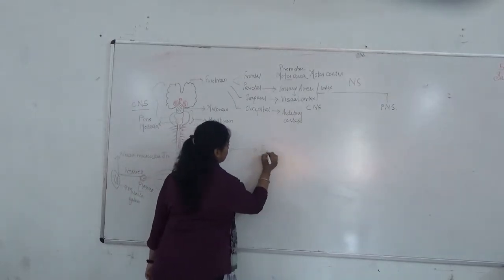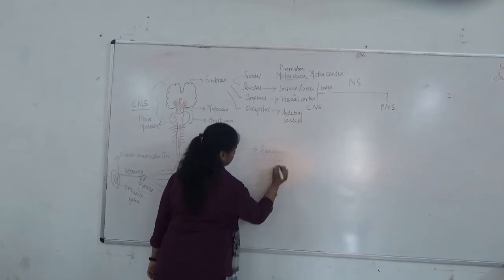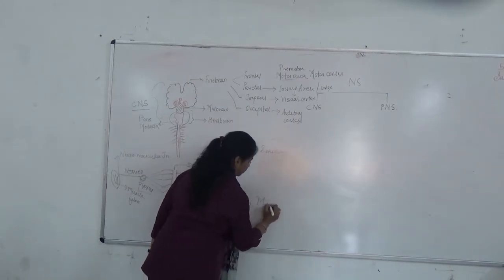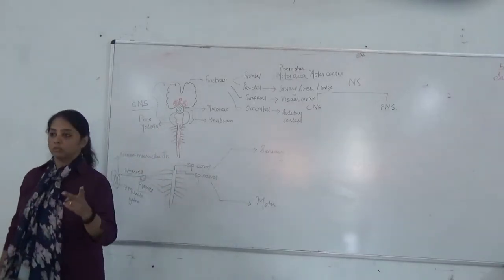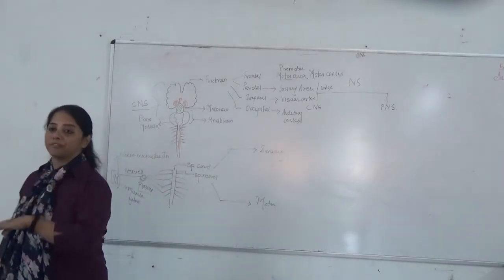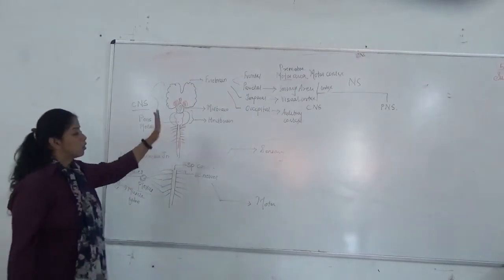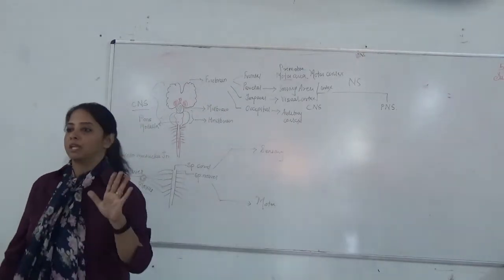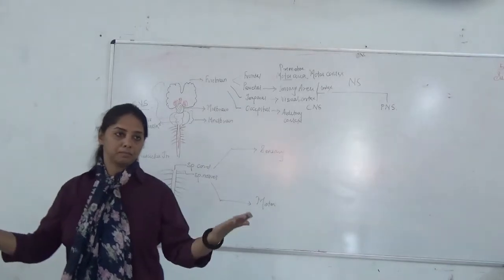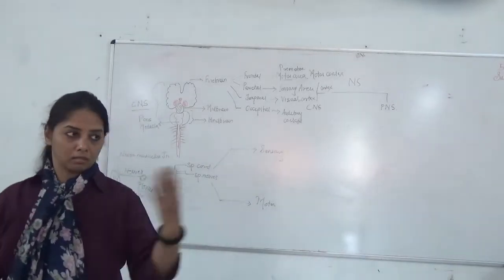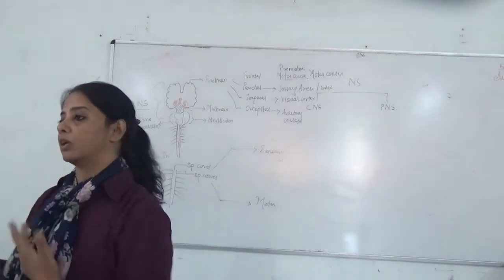The sensory division and the motor division. So it is having two pathways, afferent and efferent. Okay. So what is the main function of the brain? Main function of the brain is to collect the what? Sensations, information from different locations.